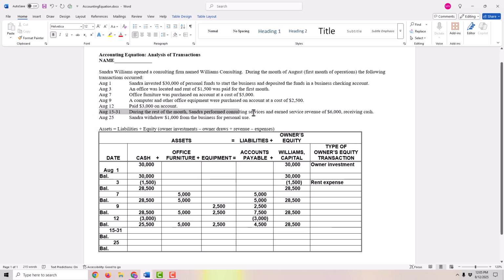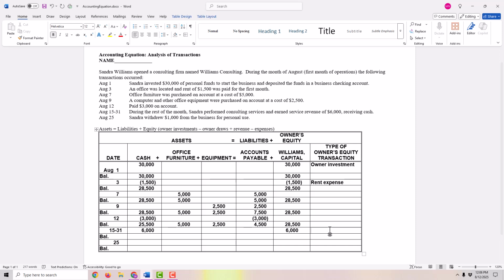For the next example, it says during the rest of the month, Sandra performed consulting services and earned service revenue of $6,000, receiving cash. So we have two things being affected here. The business earned revenue and they received cash at the same time, and it was $6,000. So first of all, that's going to affect cash. We're going to add that to cash in the cash column. And then that's revenue that they earned, which adds to equity. So over here under the capital column, I'm going to add 6,000 here.